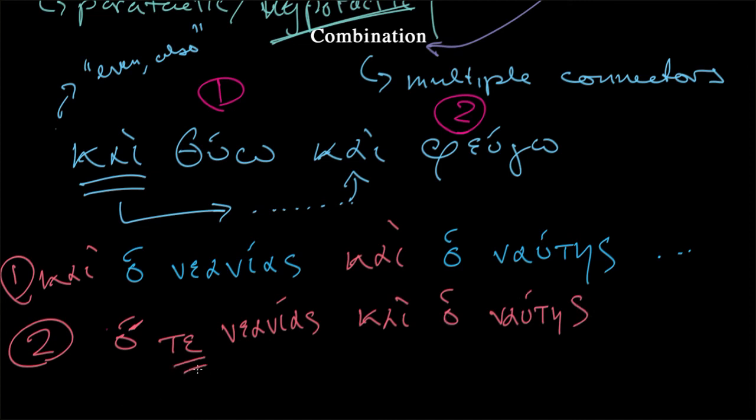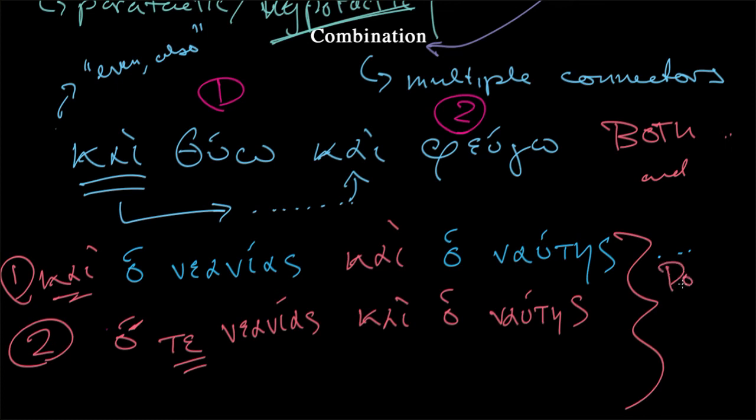So what this te is doing is the same thing as this kai. Early on in the sentence, we're signaling that, hey, we're going to have a 1 and 2. We're going to have a both and situation. And both of these, tellingly, can be translated as both A and B. So both the young man and the sailor, both the young man and the sailor.